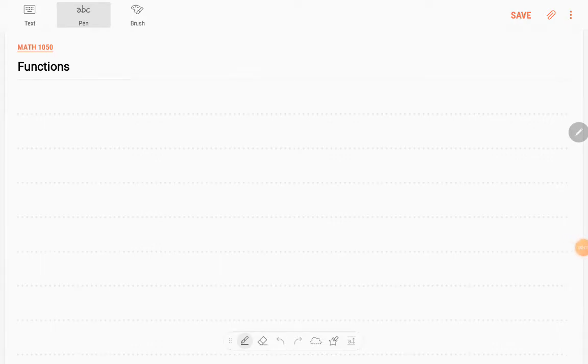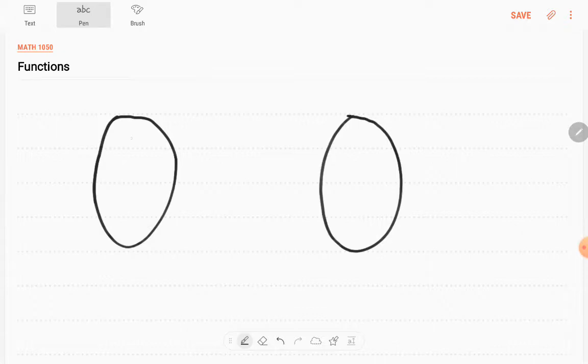We want to talk about functions. So suppose we have two collections of objects. There are some elements in the object. For each object on the left collection, there is only one correspondent object on the right side.